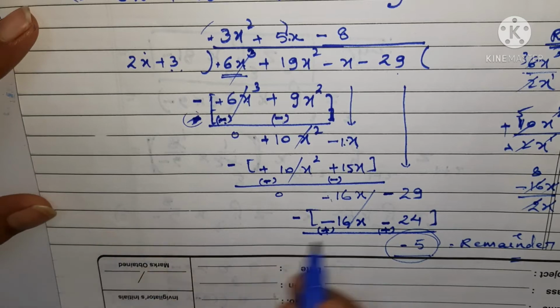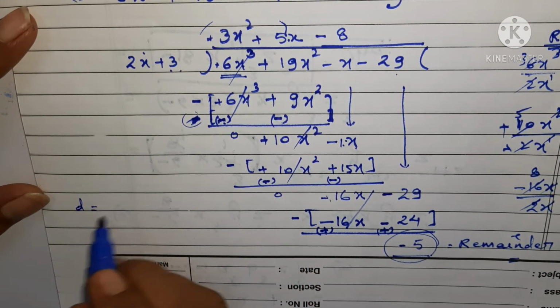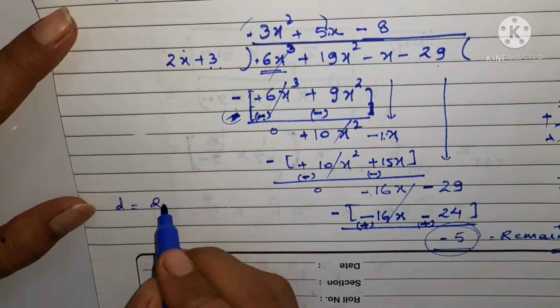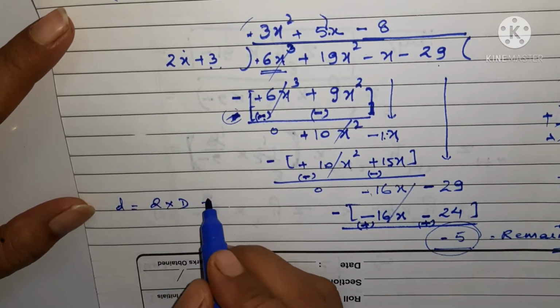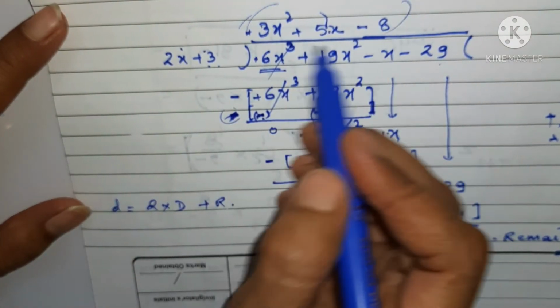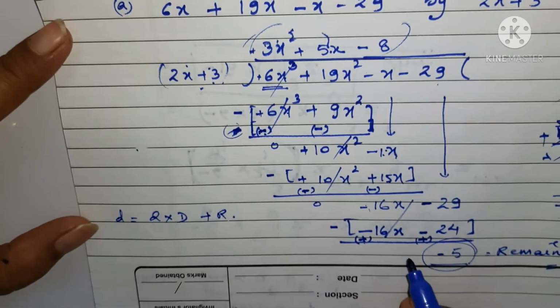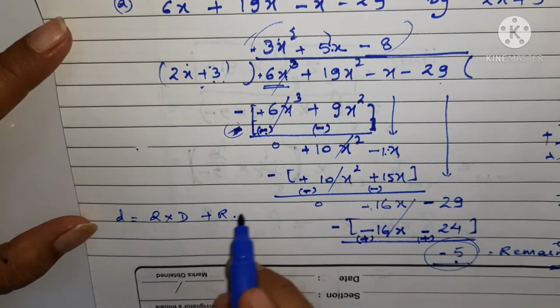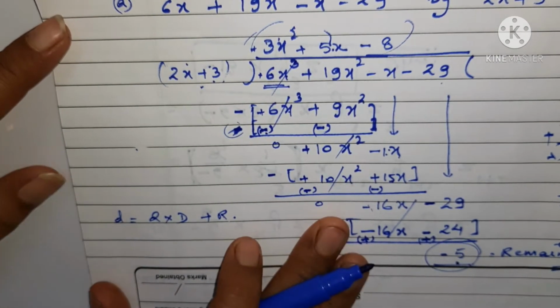The same rule follows here also, as we know that dividend is always equal to quotient into divisor, or divisor into quotient plus remainder. So when you will multiply these two expressions completely and then add the remainder, you will get the whole dividend. Okay, so this is your first one.